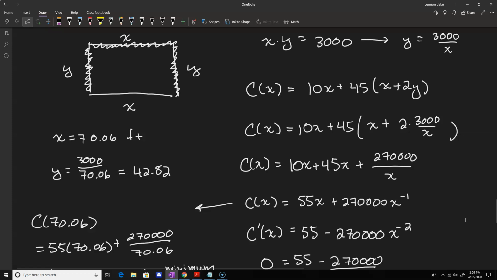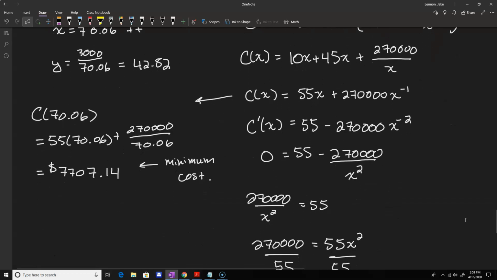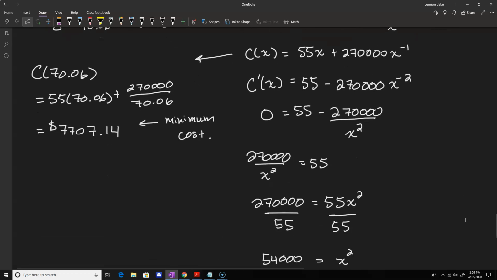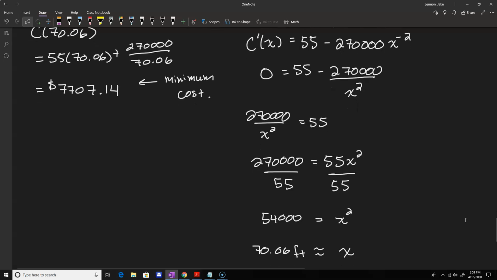For taking the derivative, it's simpler to write that as 270,000 times X to the negative 1. The derivative of 55X is just going to be 55, and for the derivative of 270,000 X to the negative 1, we bring that negative 1 down and then lower the exponent by 1. So it's minus 270,000 X to the negative 2, which we can solve by adding that term to the other side. So 270,000 over X squared equals 55. We can cross multiply, and we get 270,000 equals 55X squared. Divided by 55, X squared is about 4,909.